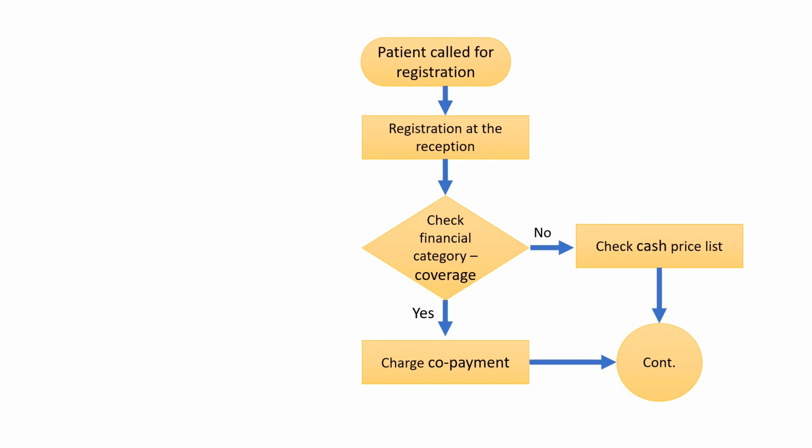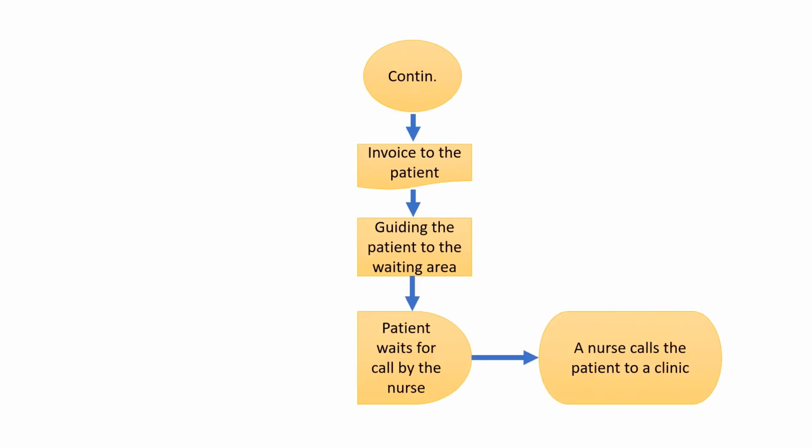Here there is a diversion of the flow. If the patient is not insured, the receptionist shows a price list to the patient and gives him or her some information about it. However, if the answer is yes, the patient is insured, the receptionist will go ahead and charge the co-payment and the process will continue in a different direction at this point. Now, the current process is clearly visualized by the team.